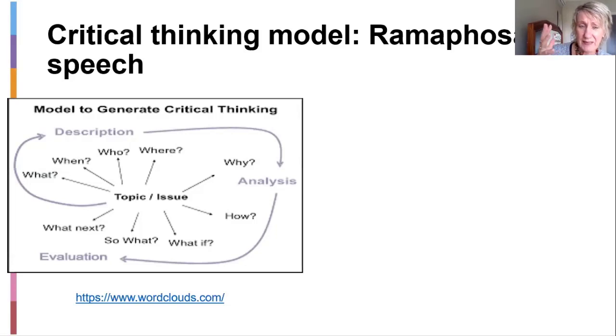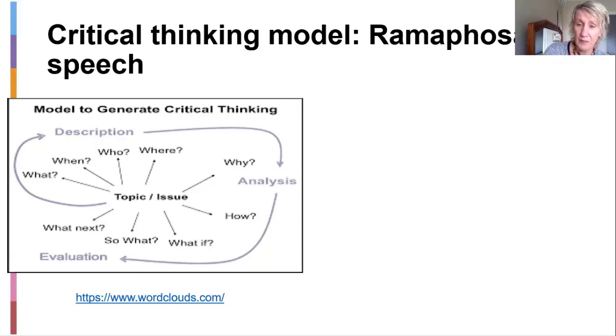Why did he say this? How did he say that? What words did he use? And then you're going to evaluate it. So this is the model you could use for critical thinking. What if this happened? What if they didn't unban cigarettes? So what if they did? What's next? Are they going to ban it all again? Those are the ways you would do a critical thinker model.